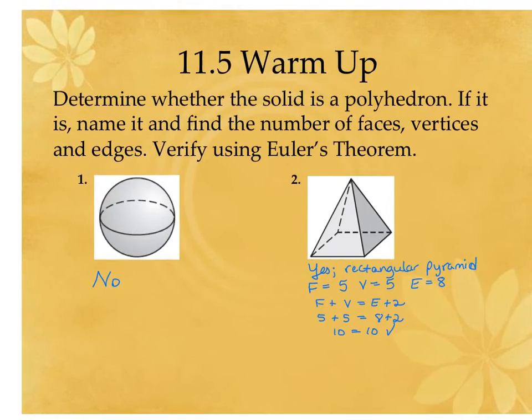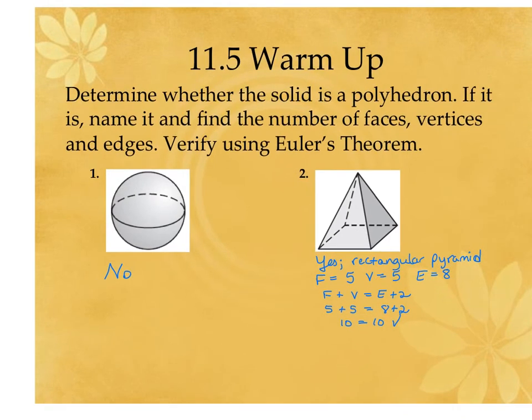So here is the warm-up. It says to first determine if the solid is a polyhedron, and number 1 is not a polyhedron because it's got curved sides. Number 2 is a polyhedron. And again, notice it's a pyramid, and the shape on the bottom will determine what type of pyramid it is. Now, we don't have any congruency marks, so we're not certain that this is a square. If you don't have any indication about what the side lengths of the base are, I would just say it's a rectangular pyramid.